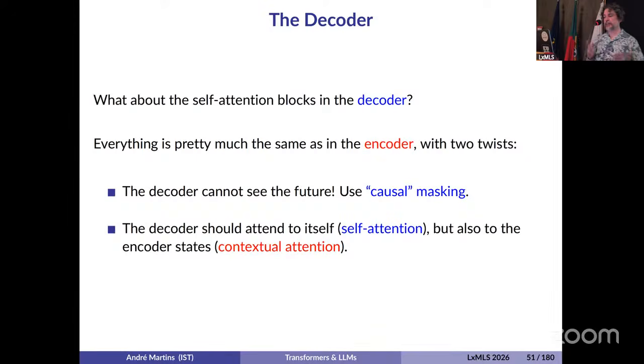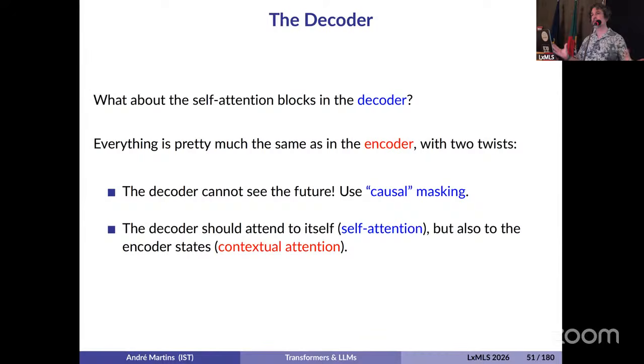Okay, so far I talked about the encoder, but you also have the decoder, right? And so what's different there? Everything is pretty much the same as the encoder. There are only two things that are important to mention here. The first one is a very obvious one. The decoder cannot see the future, right? We are using the decoder to generate tokens autoregressively. So we cannot condition on future tokens that have not been generated yet.